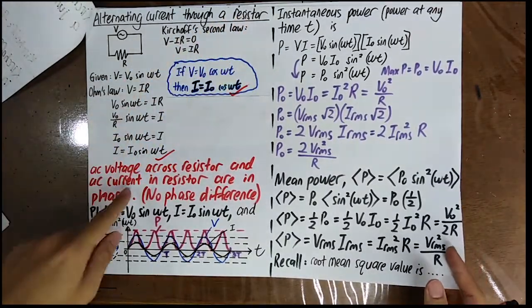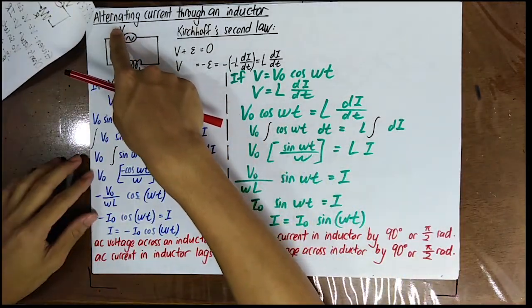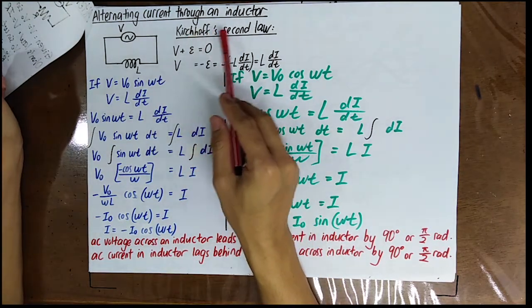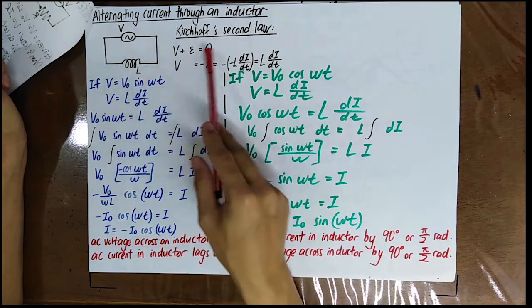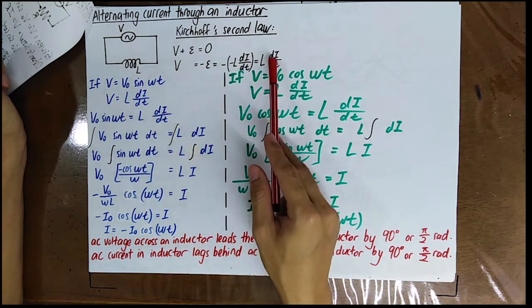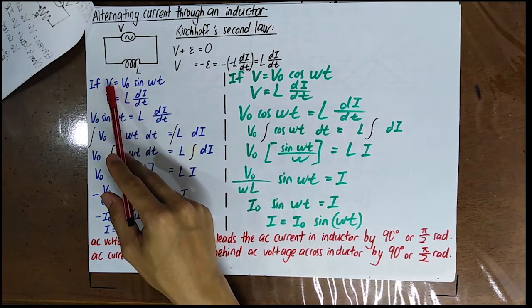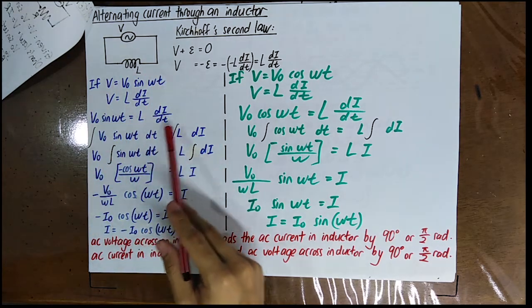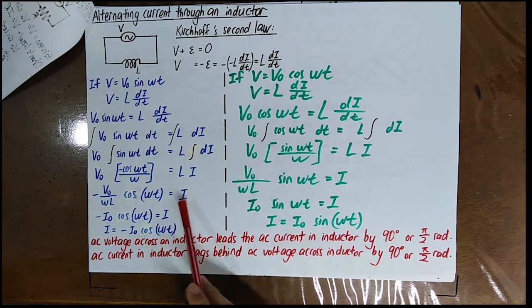Okay, so you know that for the resistor, V and I are in phase. So for the alternating current through an inductor, you also use Kirchhoff's second law, and then you know that V plus the back EMF of the inductor equals 0. Then V equals L di dt. So if you are given V equals V0 sine omega t, then you can do your integration to get the function of the current.